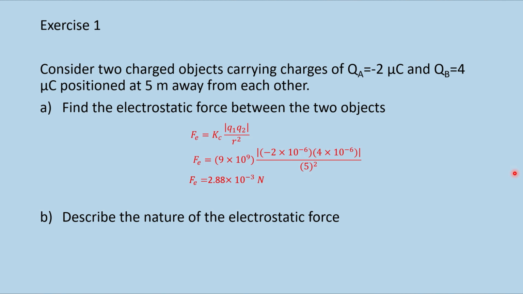Now we have to describe the nature of the electrostatic force. When we talk about the nature of the electrostatic force, it means that we have to mention, is it a force of attraction or a force of repulsion? Since the two charges are of opposite polarities, then the force is attractive. As you see, QA is negative 2, QB is 4. So they are opposite polarities. This one is negative, this one is positive. Unlike charges attract, so it is a force of attraction.